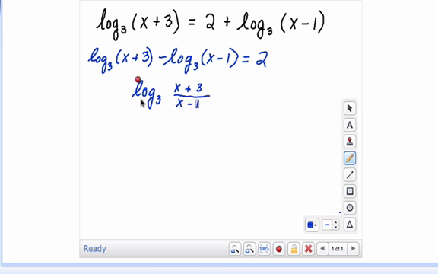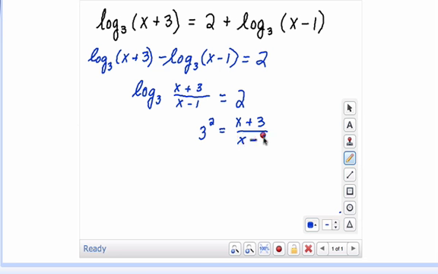Okay, so now this is written as one log. And once it's written as one log, you can go ahead and change it to its exponent form. So I'm going to start with the base and raise it to its exponent and set it equal to this value inside of the log here. So 3 squared equals x plus 3 over x minus 1.